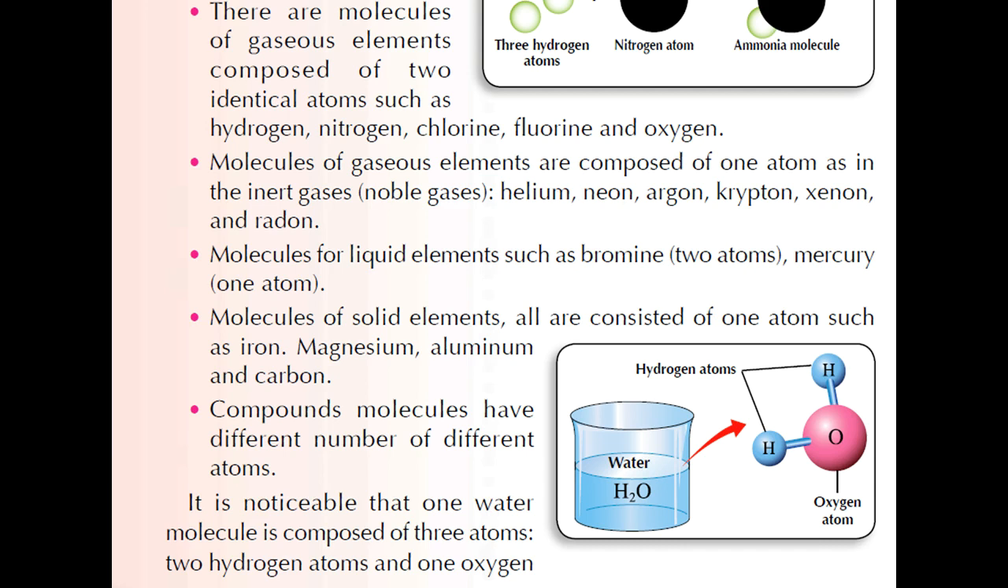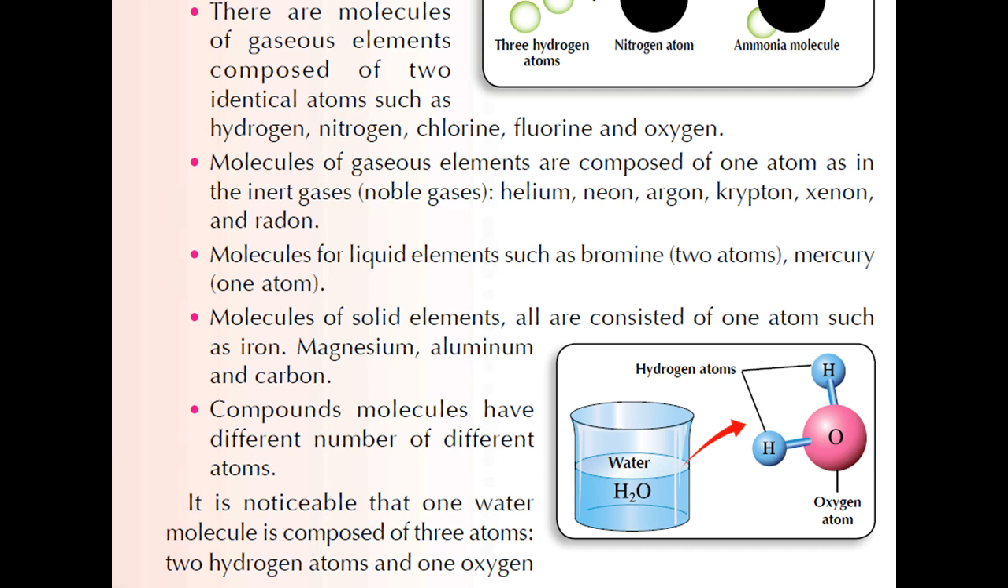Compounds molecules، جزيئات المركبات. يبقى أنا عندي كام نوع من molecules؟ بيقول لك هنا إيه؟ Compounds molecules have different numbers of different atoms. جزيئات المركبات بتحتوي على different number، عدد مختلف من different atoms، عدد مختلف من ذرات مختلفة.